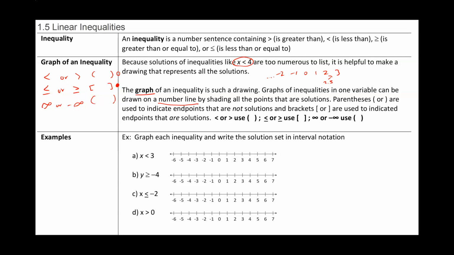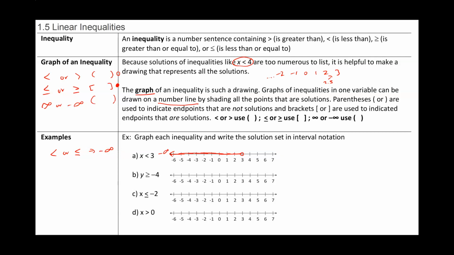For x less than 3, you can either have a parenthesis or an open circle. In MyOpenMath, because they use open circles, I will use an open circle on 3. Now you want the set of numbers that are less than 3. Less than 3 is like 2, 1, 0, -1, and so on. Numbers are getting smaller. Anytime numbers are getting smaller, they approach negative infinity. So if you have a less than or a less than or equal to, they're going to approach negative infinity. They're going to get smaller and smaller.